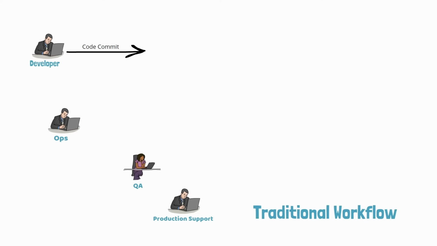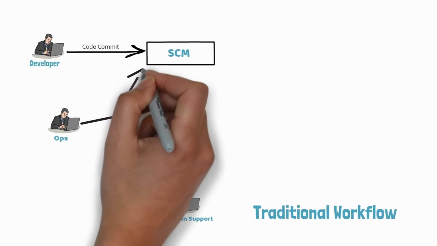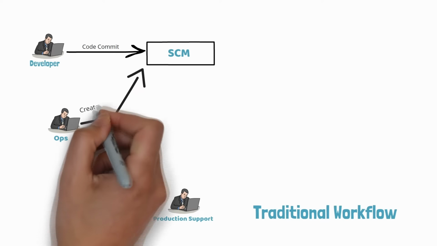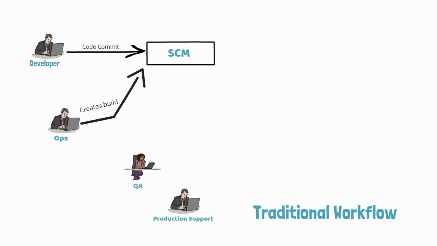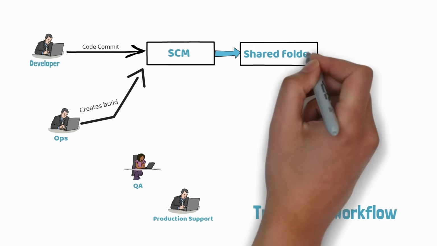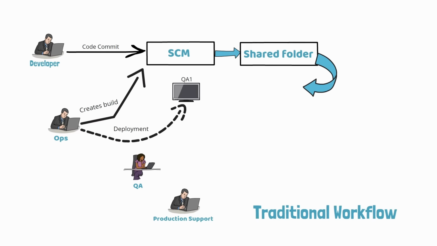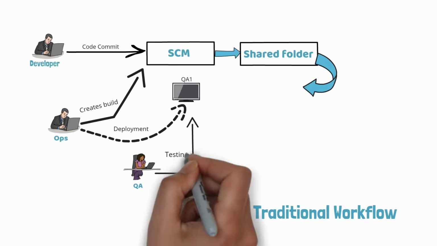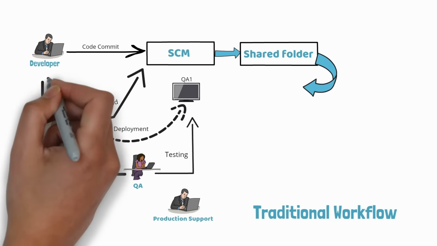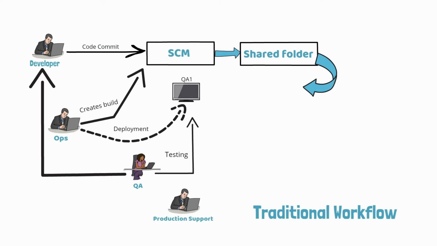Multiple developers commit the code to a version control system. Once the code is committed and approved, someone from the ops team would then create a build using the code base that was committed. The build is then placed in a shared folder or a network drive or on an environment. The ops team would then deploy the build to a lower environment such as quality assurance. After transferring the build to that environment, the testing team is notified and they start executing their test cases against the build. Reports are then provided to the developers and other stakeholders about the test cases.